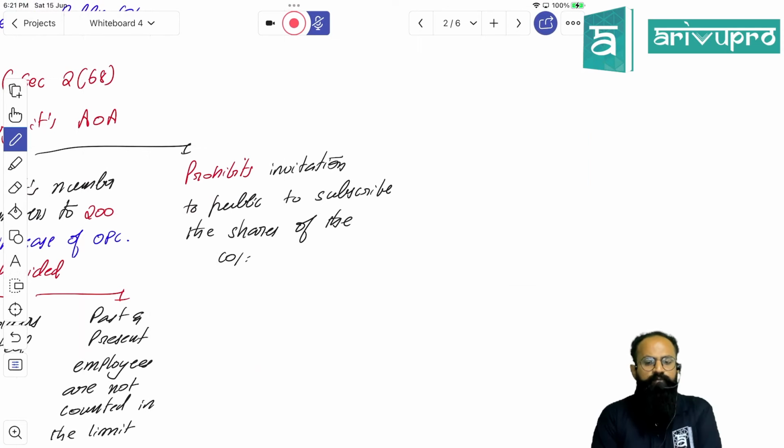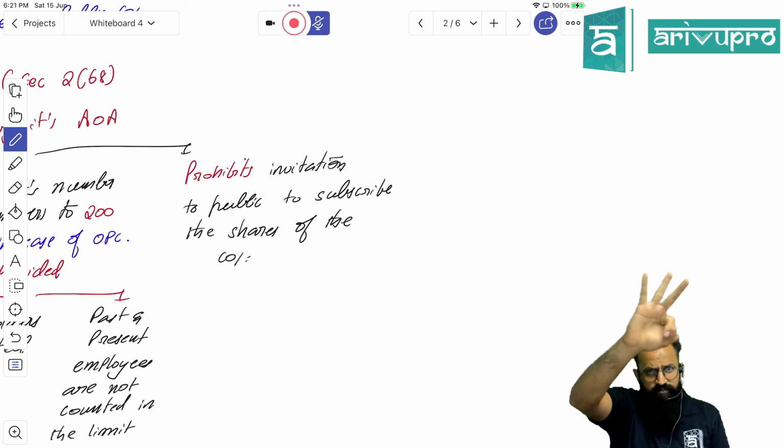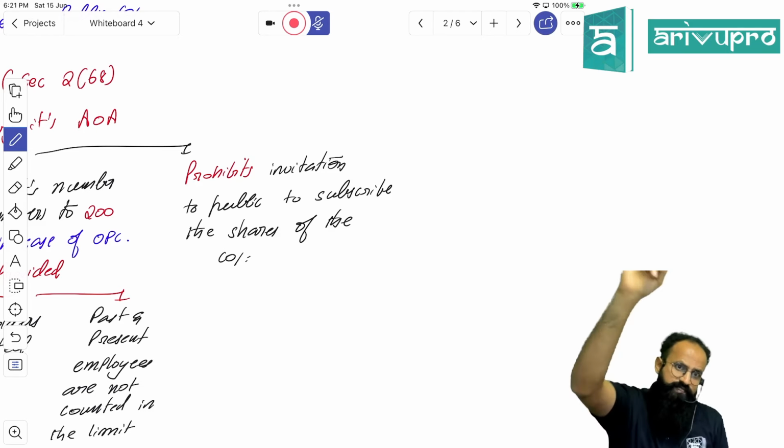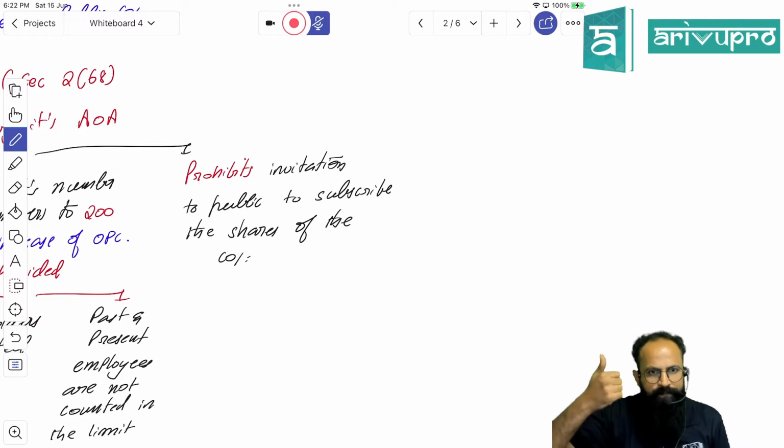Prohibits invitation to the public to subscribe to the shares of the company. So for the private company definition, there are three words, the main thing you need to remember. One is restrictive, one is limiter, one is prohibit. If you remember these three, you remember private company. Clear? All of you?